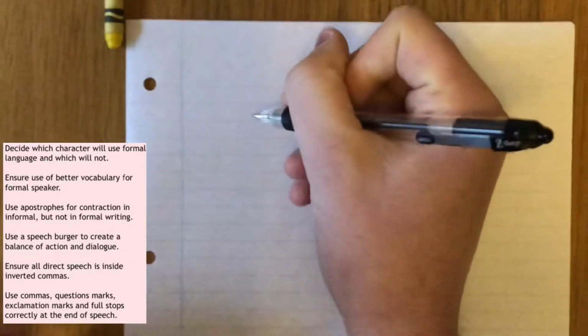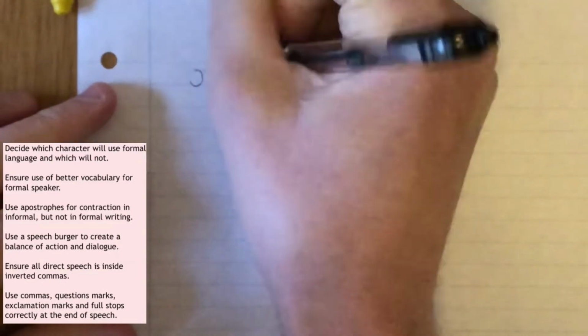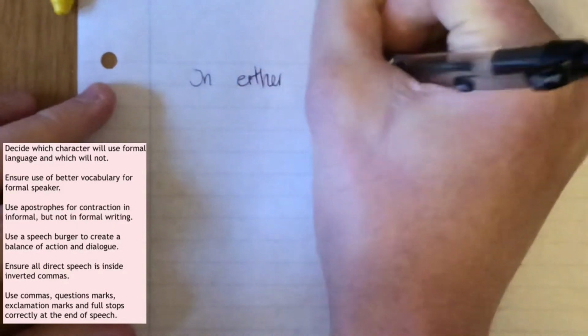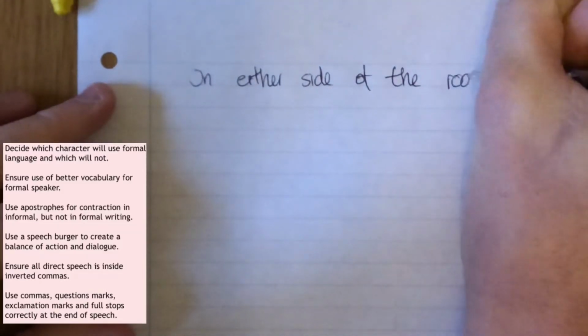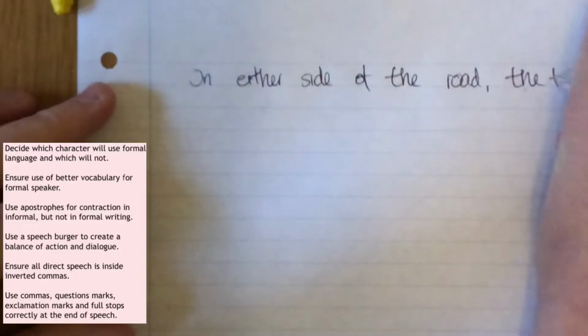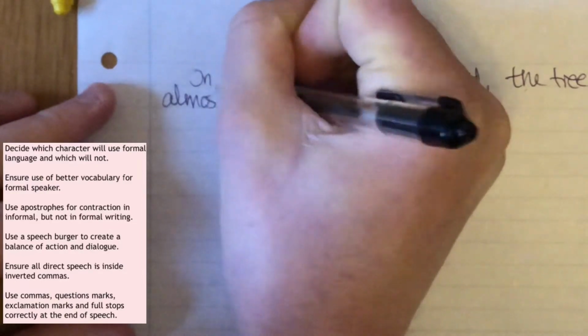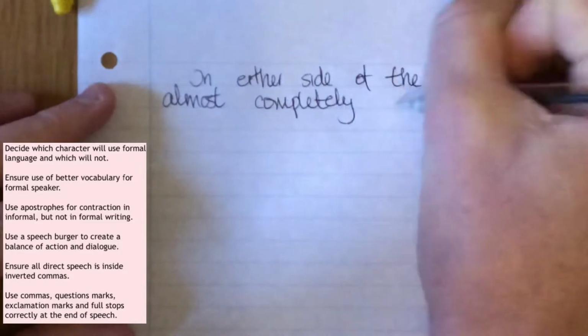So, the lion is walking on the road with Dorothy. I'm going to start with some description, just zoom in a little bit. On either side of the road, the trees almost completely blocked out any sunlight.